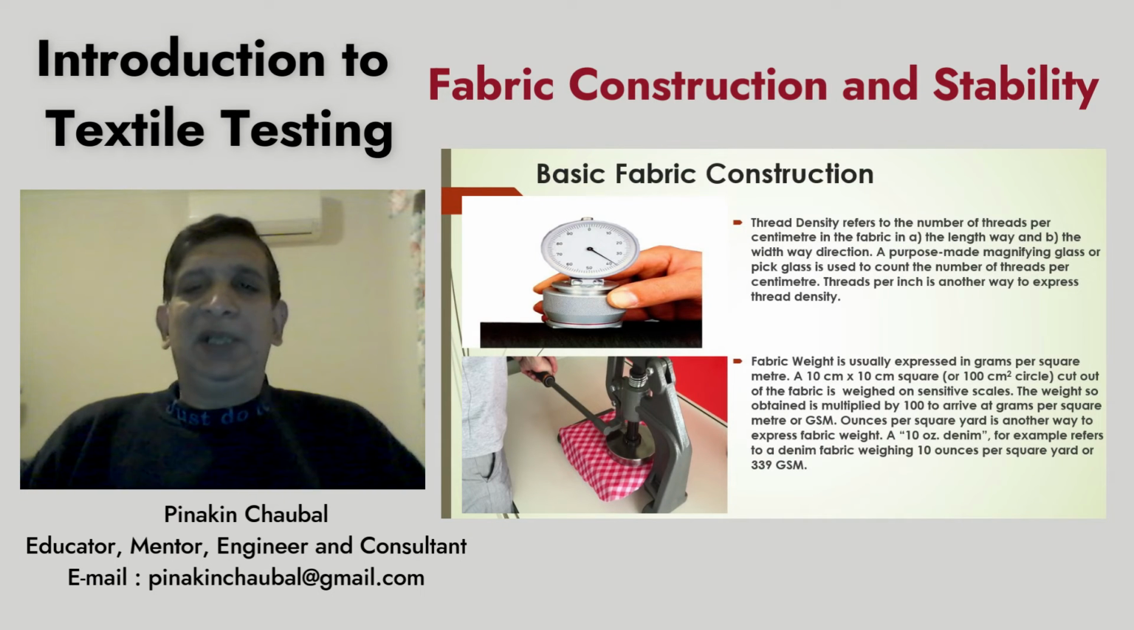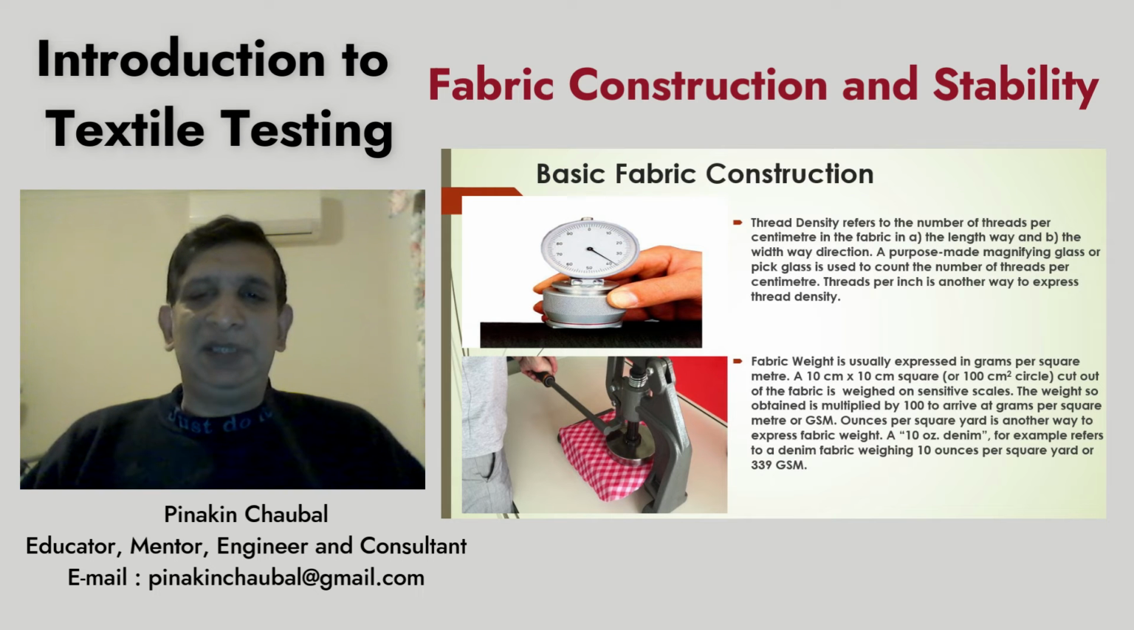Thread density refers to the number of threads per centimeter in the fabric in the lengthway direction and the widthway direction. A purpose-made magnifying glass or pick glass is used to count the number of threads per centimeter. Threads per inch is another way to express thread density.